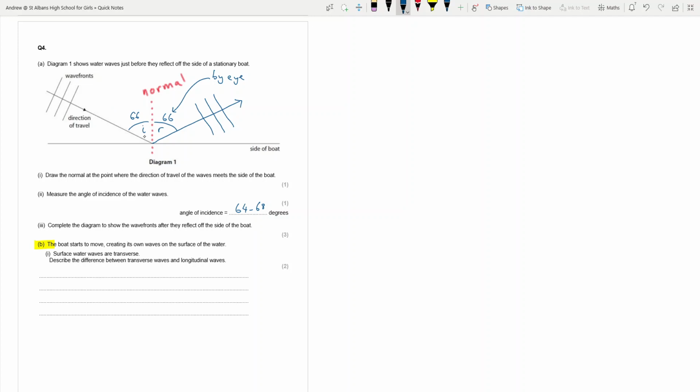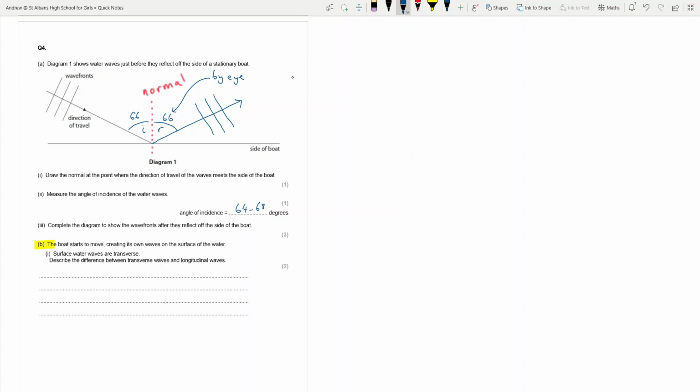You can, but it just needs to look right. Okay, so this reflection looks right. I haven't measured this with a protractor, but by eye it looks like it's correct. So I've got a correct reflection. And then what I want is I want the wave fronts. They are going to be perpendicular to this direction of travel, and they're going to still be equally spaced, and they're going to be in there.